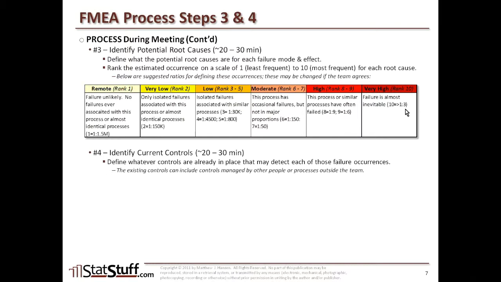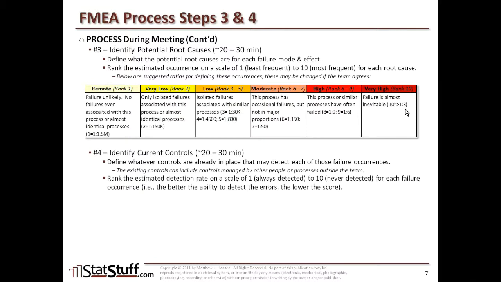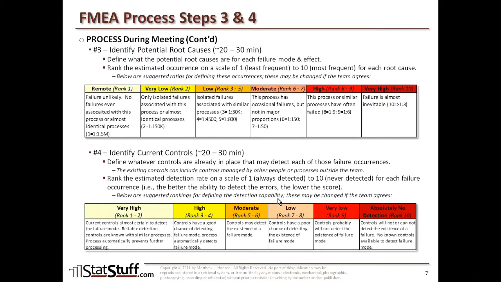The existing controls can include controls that might be managed by other people or processes outside our immediate team, and that's okay. What we're trying to really rank here is how detectable those failures are when they occur, even if it's detected by someone else. So we're going to rank each of these, again on a scale of 1 to 10, where 1 is something that is always detected, we catch it, and 10 is where we never detect it. So the better the ability to detect the errors, the lower the score we give it. Again, here's another suggestion of how we might rank these.